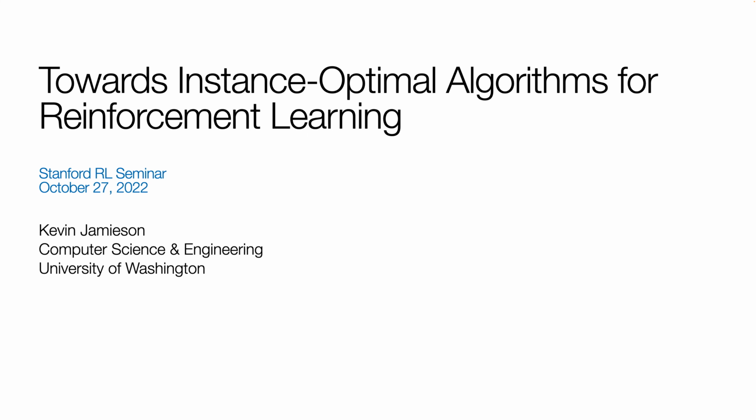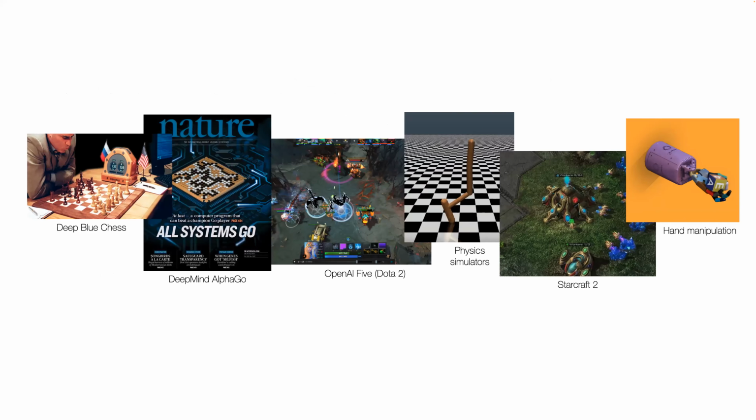I'm going to be talking about instance-dependent algorithms. I'll explain what that is in a moment, if the terms are unfamiliar. Yeah, so first, obligatory slide of every RL talk. This will be an RL theory talk, so I'm not going to talk about any of these things today.